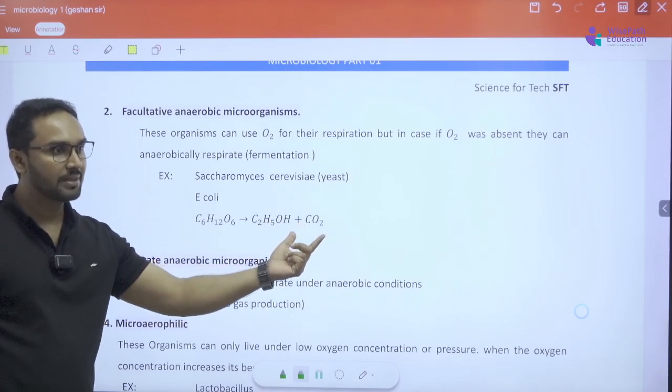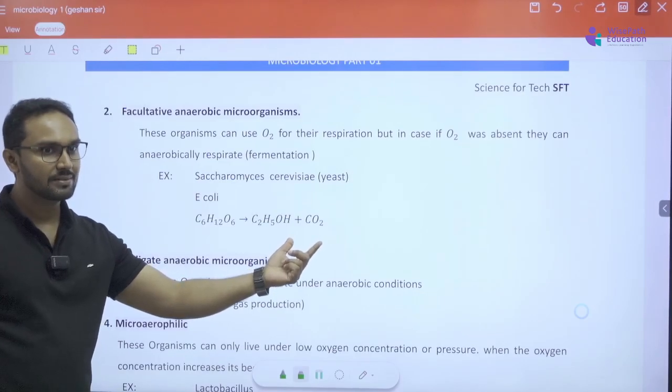Now what is this carbon dioxide? In toddy, have you seen the toddy? The raw toddy?